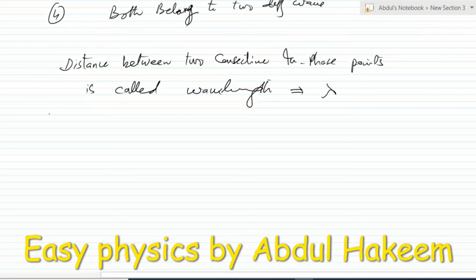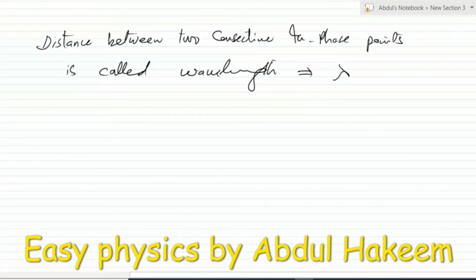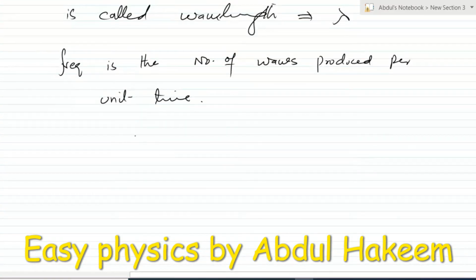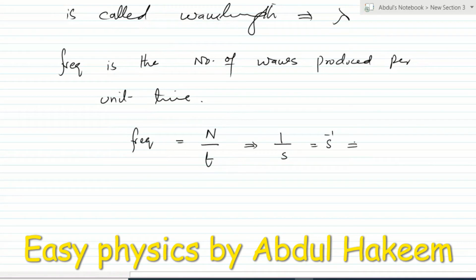Okay, next. After this definition, frequency is the number of waves produced per unit time, meaning the number of waves produced in 1 second. So the frequency is equal to number of waves divided by time. Number has no unit, time is in seconds, so second power minus 1, which is called hertz.